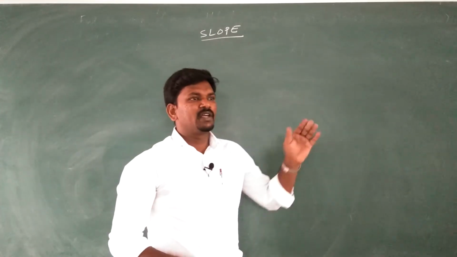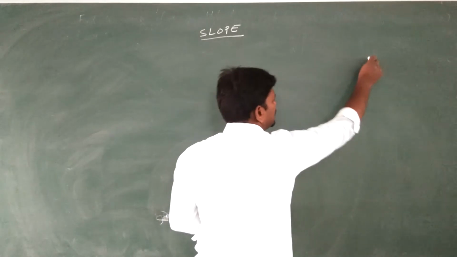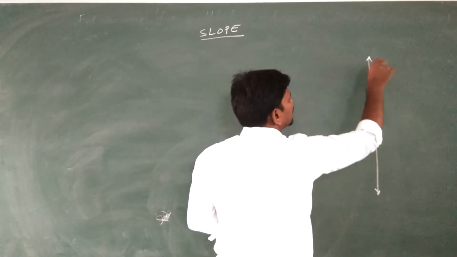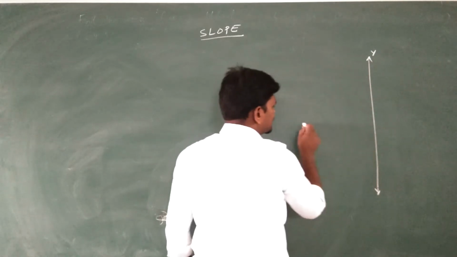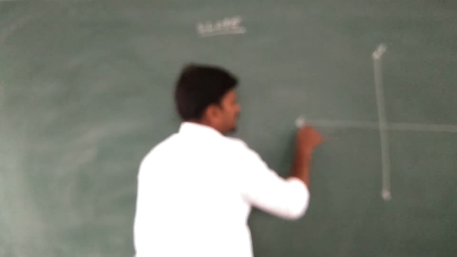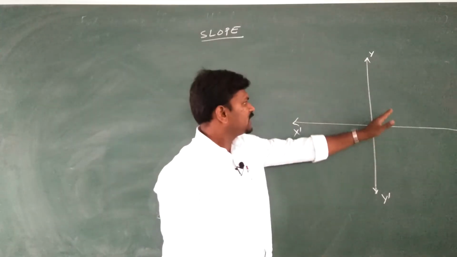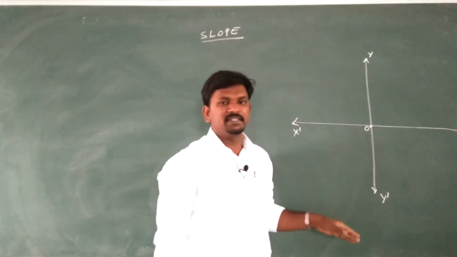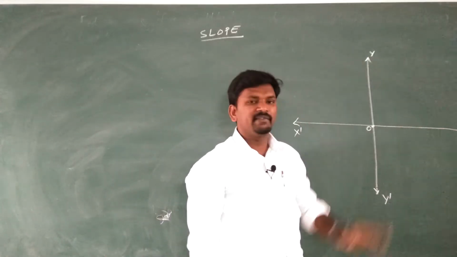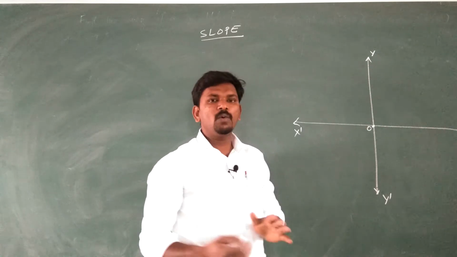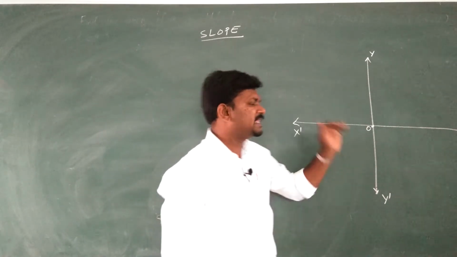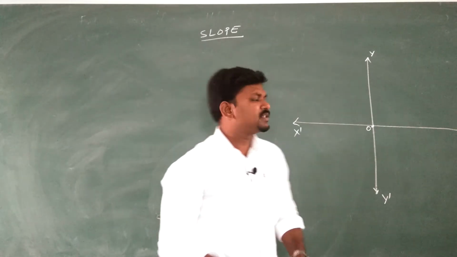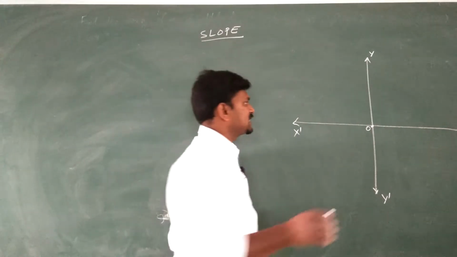When you take the Cartesian plane, the vertical line is the y axis and the horizontal line is the x axis, with x dash, y dash, and this is the origin. If we draw any line in the Cartesian plane, it will have a slope. The slope is mainly based on the angle of inclination. I will explain what the angle of inclination is.